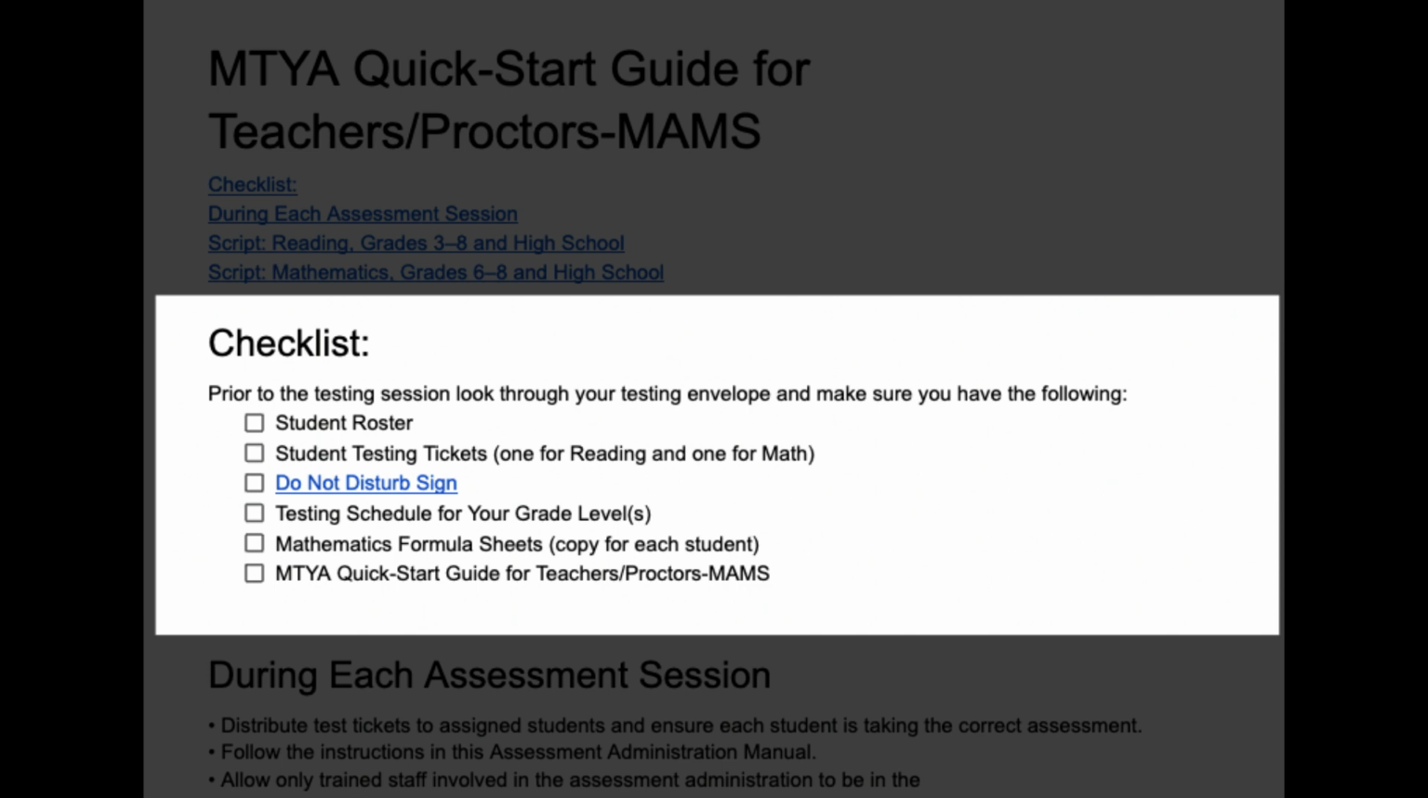I've printed out a do not disturb sign that you can hang on your door while testing is going on. You'll see a testing schedule for your grade level or grade levels. For some small group proctors, you may be doing, say, both 7th and 8th grade. So you'll have a schedule for each. Also, as stated before, in the mathematics assessment, students are going to be allowed to have this formula sheet that has been created by the folks at the DOE that they're allowed to use to take the assessment. And then you'll have a copy of this document itself that I'm going to take you through right now.